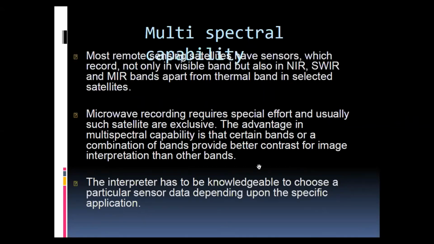When you study remote sensing in detail, you will learn all the satellites, all the spectral capabilities, and then you will understand, okay, I will use the Ikonos image, or I will use the Landsat image, or I will use the XYZ satellite. It depends on your capabilities, your understanding, your need, and also the height of the satellite as well. The interpreter has to be knowledgeable to choose a particular sensor data depending upon the specific application. So you need to have a background study of that particular area.